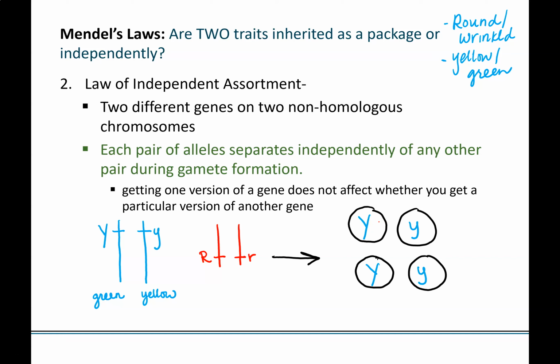any combination of R's and Y's because getting one version of Y does not affect which version of R. So let's say we assort our big R, little r. We can assort them there. We can also produce this combination here. So any combination of Y and R together.